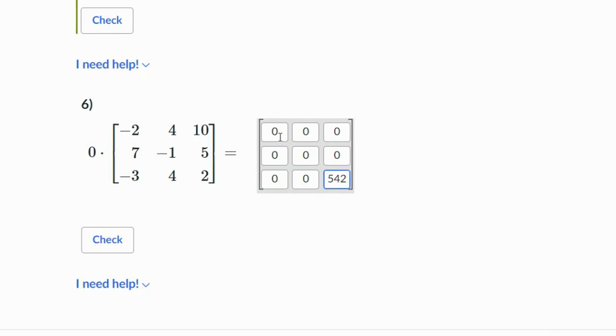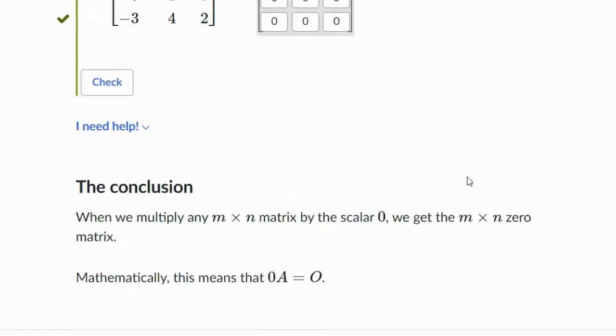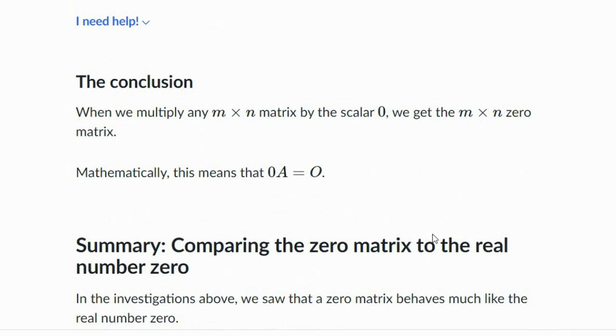Okay, I'm just kidding on that one. It's not 542. It's a 0. Yeah, 0 times any matrix will give you a zero matrix of the same size. So in conclusion, 0A will always equal a zero matrix, regardless of what size.